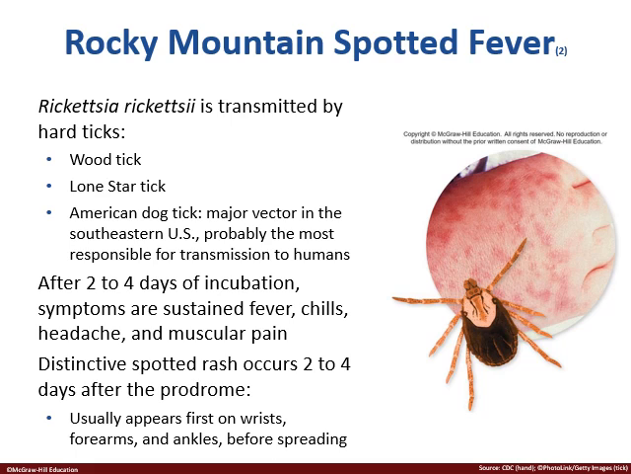Rickettsia rickettsii is the bacterium. Instead of just one tick, there are a couple of ticks. The wood tick, the Lone Star tick, the American dog tick can harbor this, act as the vector. It gets its name spotted fever because, literally, as you can see there on the right, you get this spotted rash.